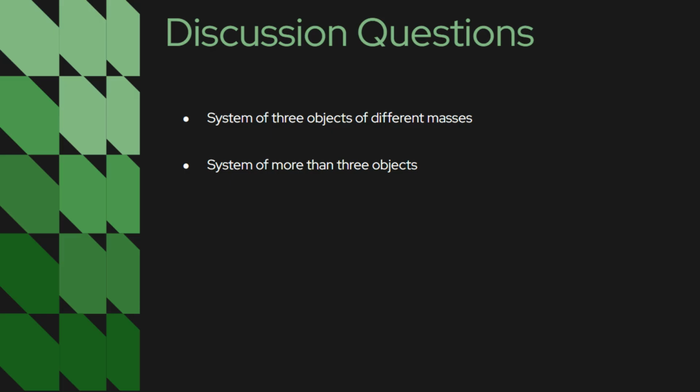What would happen in a system of more than three objects? If there were more objects, it would add to the unpredictability of the entire system and make it more chaotic in a general sense.